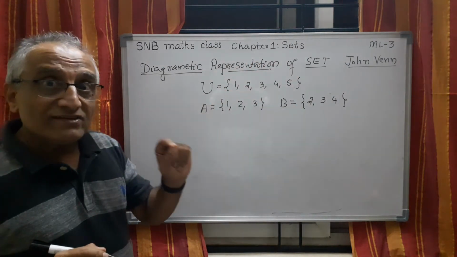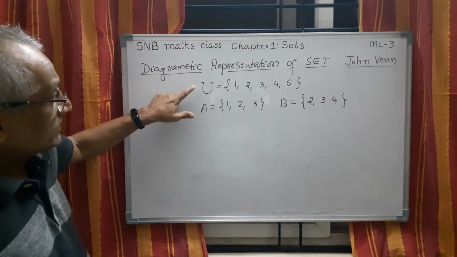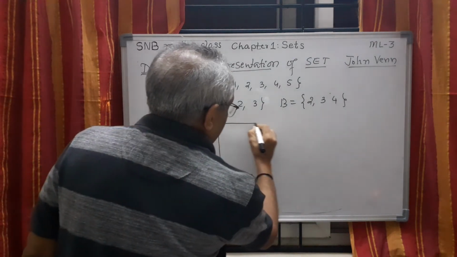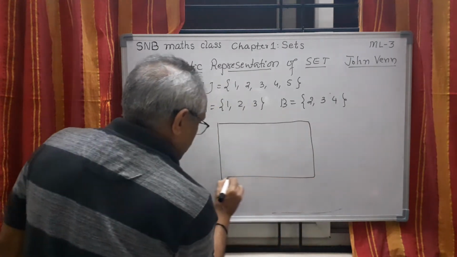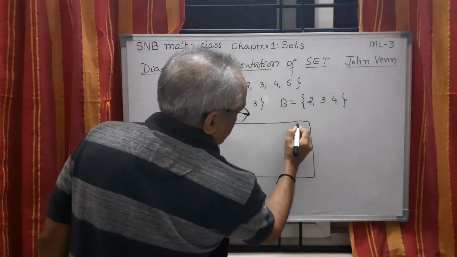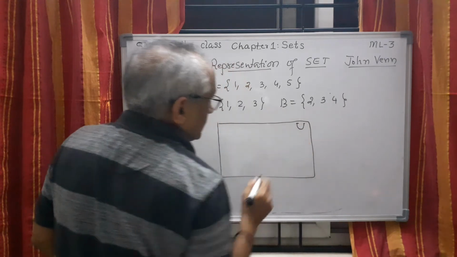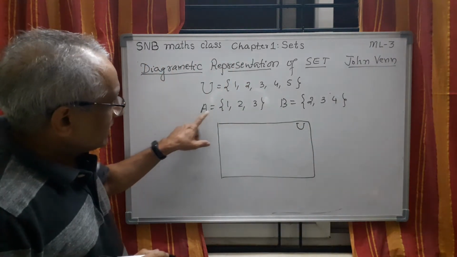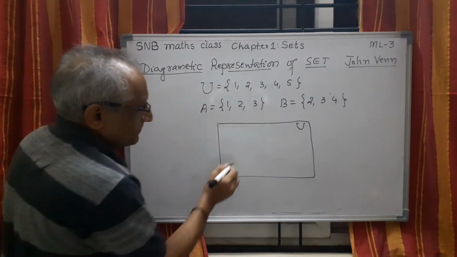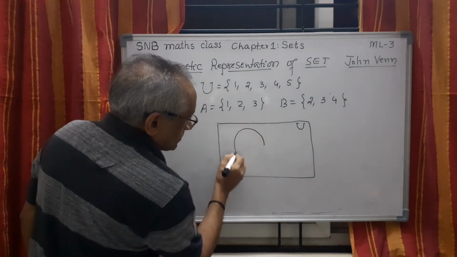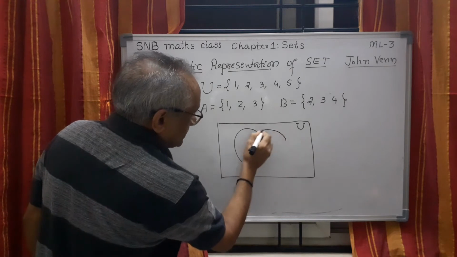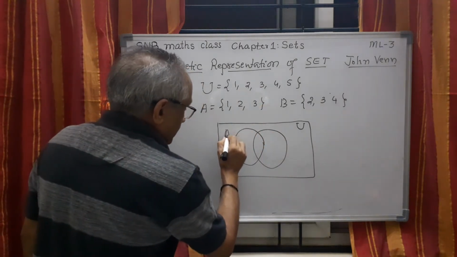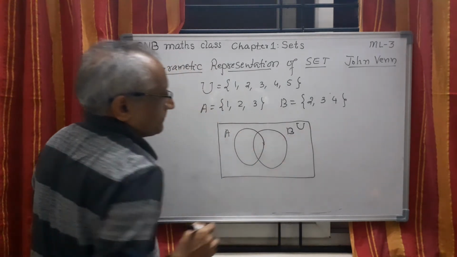There are certain conventions you have to remember. The universal set is always denoted by either a square or a rectangle like this. So this is the universal set. Here of course you can write U indicating that this is your universal set. Then the subsets A and B under this universal set, you should use either a circle or an oval shape like this. Then this is A, this is B.